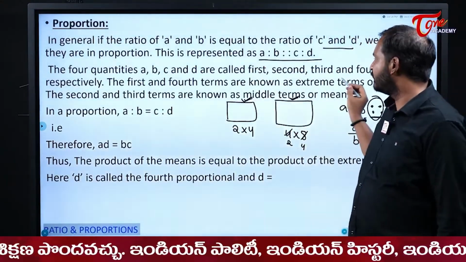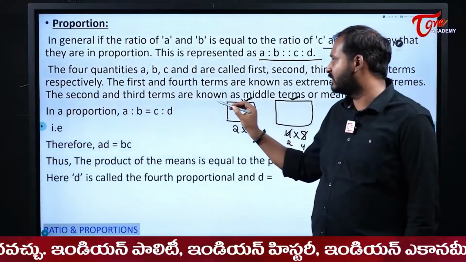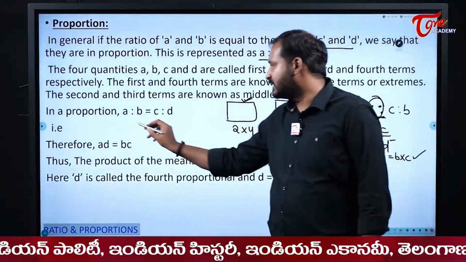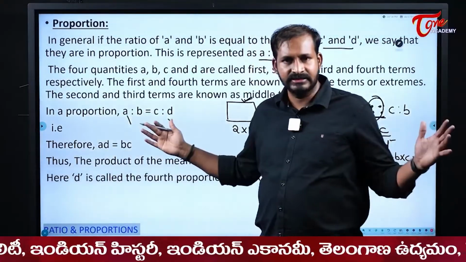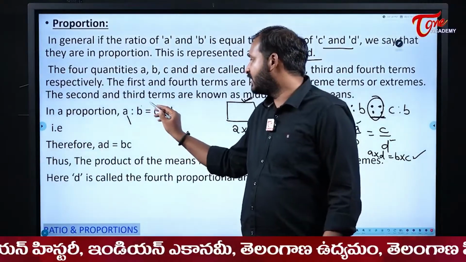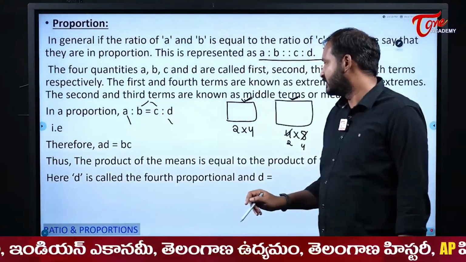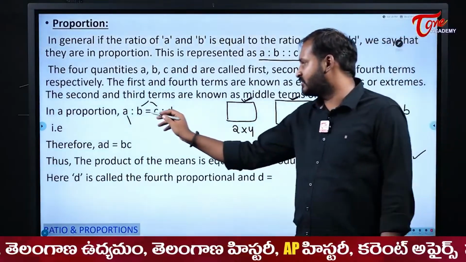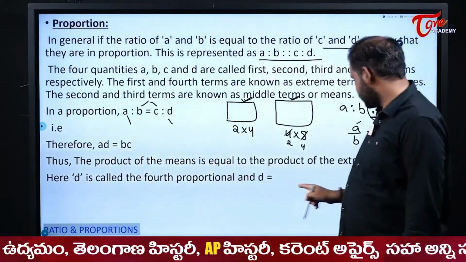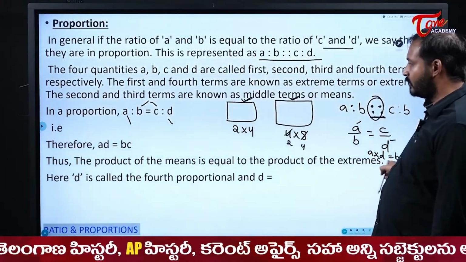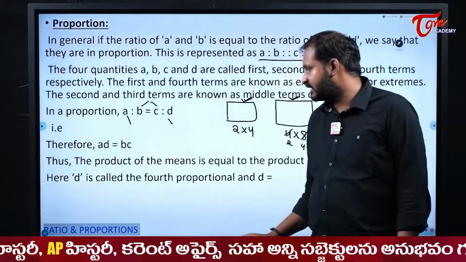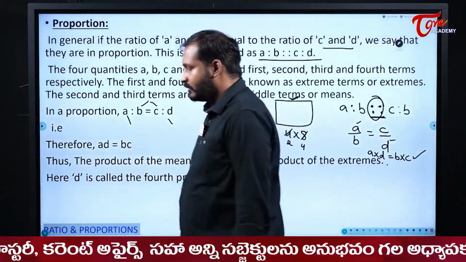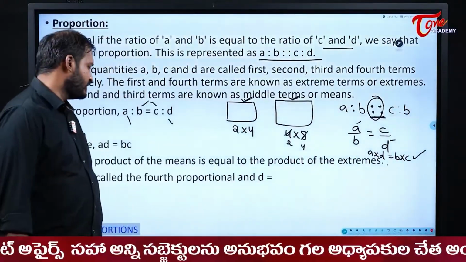There are four quantities, and the first, second, third, and fourth are terms respectively. The first and fourth are known as extremes. See, A and D are at the extreme ends, so we call them extremes, and B and C we call means, or middle terms. So what I have just written, A into D is equal to B into C, AD is equal to BC, means the product of means is equal to the product of extremes.